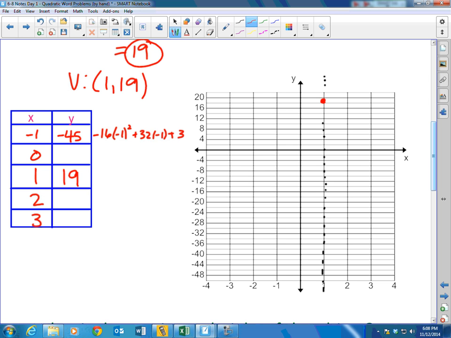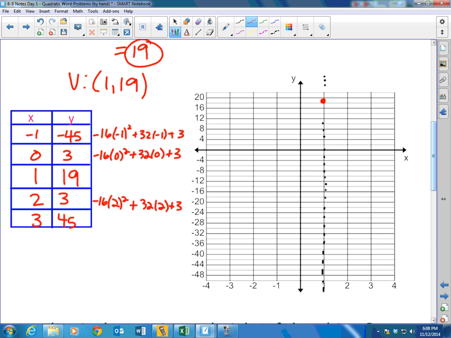Okay, and then for 0, you'll go negative 16 times 0 squared plus 32 times 0 plus 3. Plug it in, get an answer. You should get 3. Keep going. We've already got 1 and 19. When I do 2, I'll do negative 16 times 2 squared plus 32 times 2 plus 3. Okay, plug it in, check it, and you'll get 3. And then when you plug the 3 in, you'll get negative 45 again. So you should notice some symmetry about this, which we do here.